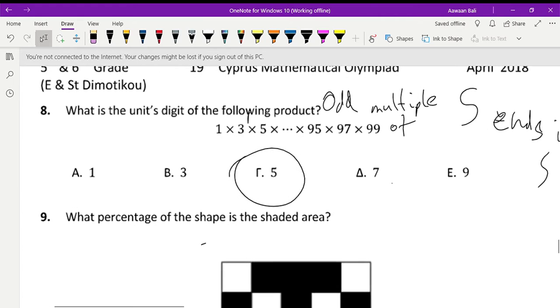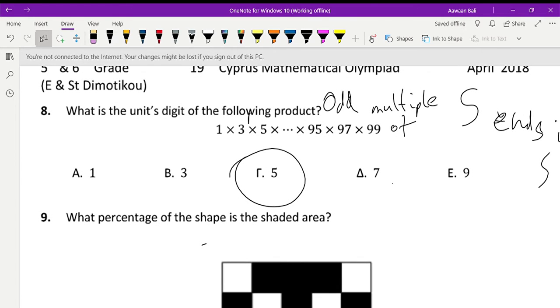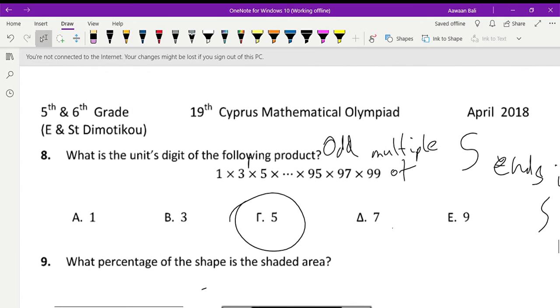So basically after 15 you get odd numbers, so that means that it'll have to be an odd number every single time, which means it won't diverge into anything else but 5. The unit digit won't diverge into anything else but 5, so the answer would be gamma 5.